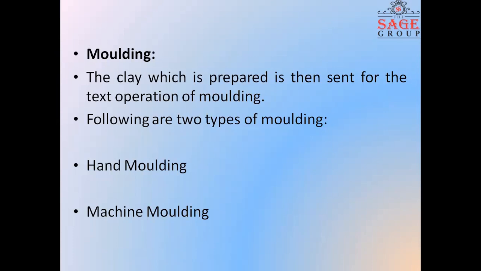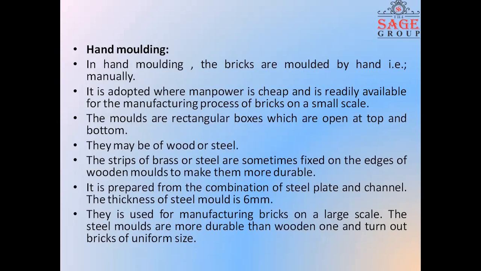It is done by two ways. First one is hand molding, and second one is machine molding. In hand molding, the bricks are molded by the hands or manually. It is adopted when the manpower is cheap and readily available for the manufacturing process of the brick on a small scale. Where the bricks are manufactured on a small scale, the hand molding is most of the time used. And it is said that hand molded bricks were even more durable in the ancient time.